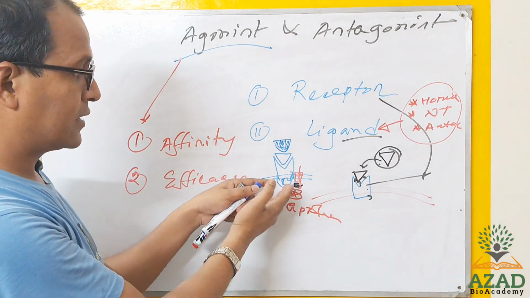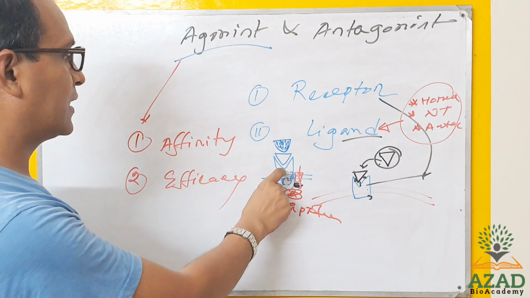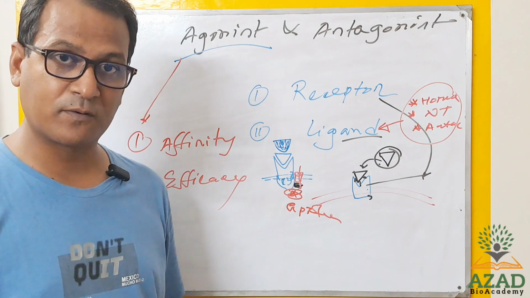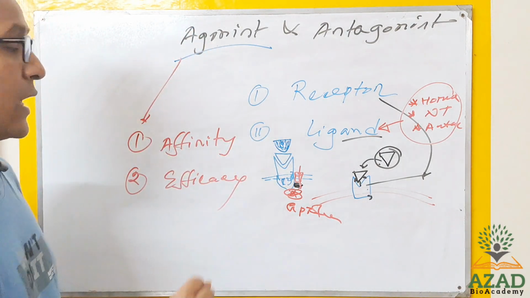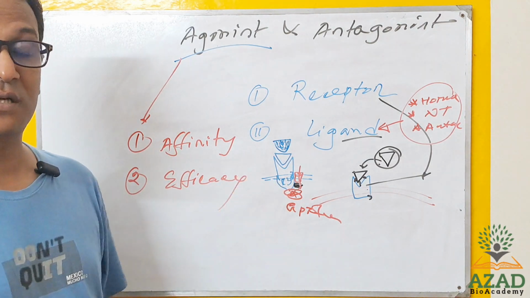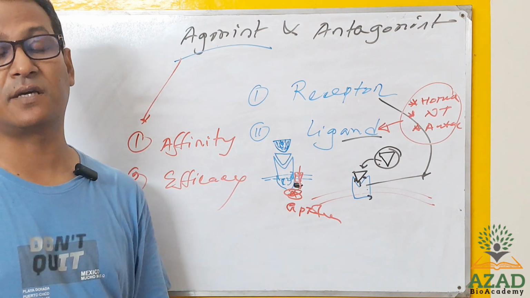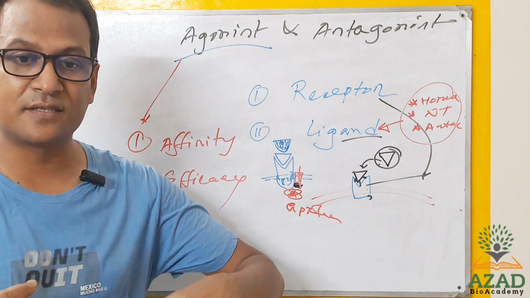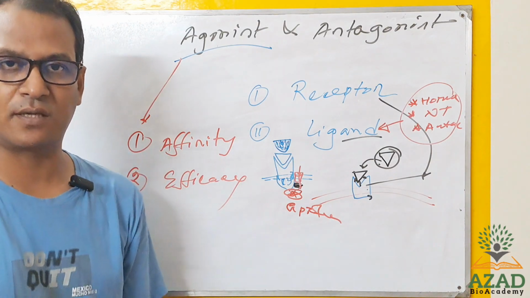And who will activate? The activation will be done by the receptor. And who will change the conformation of the receptor? That is the drug, ligand, or agonist. So the agonist must have the ability to change the receptor conformation. So what is the ability? Ability means the intrinsic ability. That means inner ability to change something.